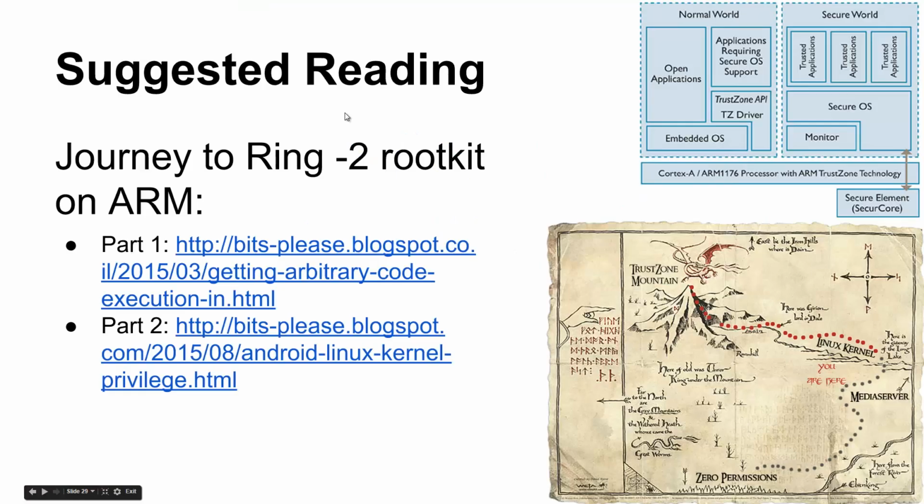But more relevant for today is a thing I'd like to leave for suggested reading. It is relevant to ARM and mobile, specifically targeting Android. It's the unexpected journey somewhat to Ring -2 rootkits targeting TrustZone. Part 1 and Part 2 is listed here. And TrustZone is very similar to Intel's System Management Mode, SMM, which is Ring -2 on the motherboard. Fascinating read. Highly recommend.